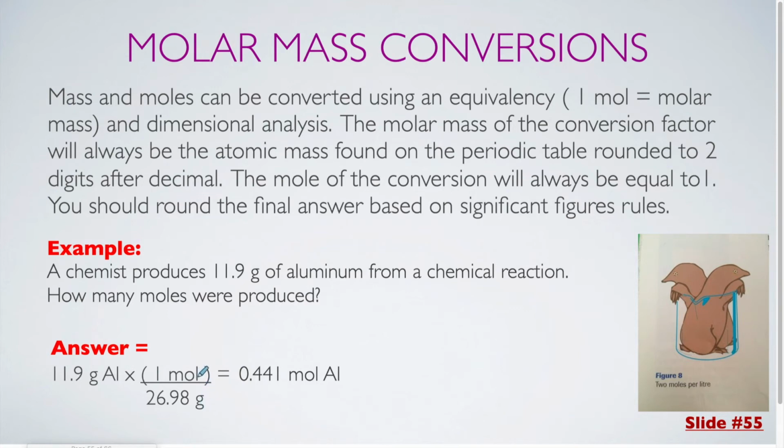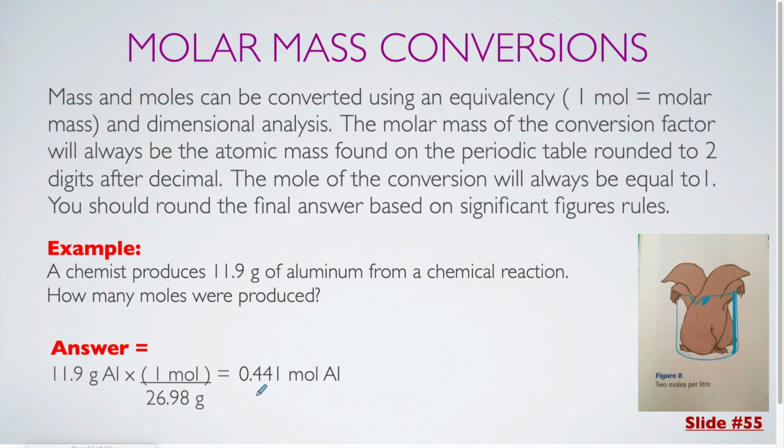Once we have established which unit goes on the top and which unit goes on the bottom, we can fill in the numbers. Mole is always equal to 1. Grams we get from the periodic table based on the element or compound. Aluminum has a molar mass of 26.98. From here, we are going to multiply the top, so we're multiplying by 1, and then we are dividing the bottom, dividing by 26.98. So that leaves us with 0.441 moles of aluminum.